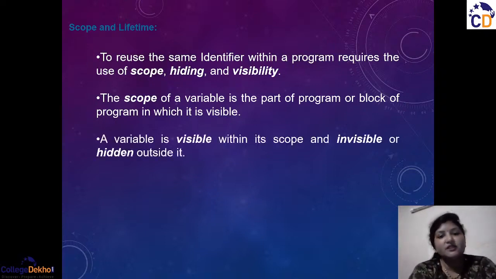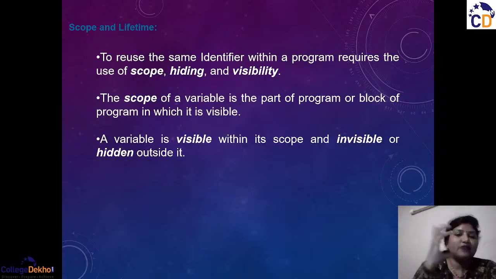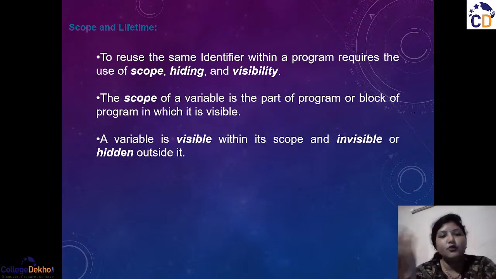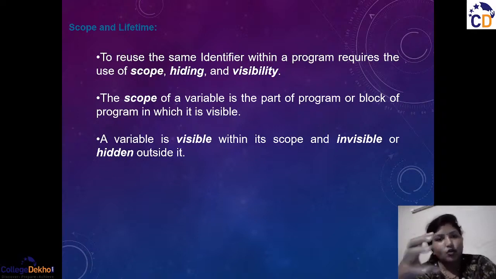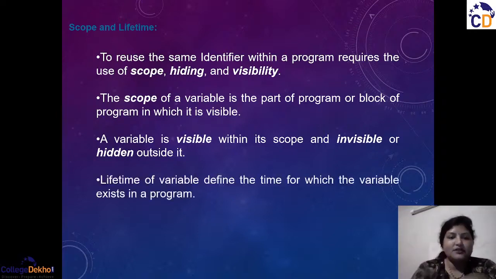A variable is visible within its scope and invisible or hidden outside it. So if a variable is defined within a function and you want to use it outside that function, you are not able to use it. The visibility of that variable is within that function only. I will be showing some examples on this also.